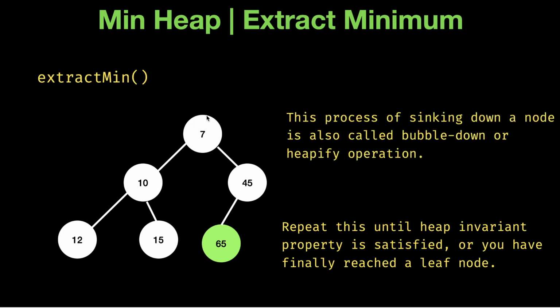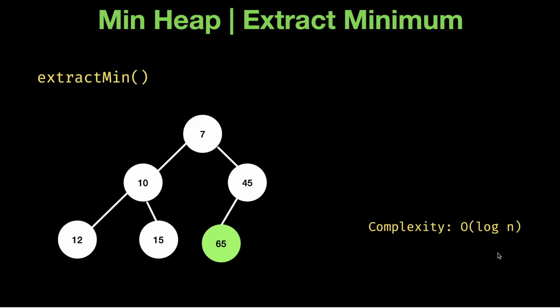This process of sinking down a node, putting it down into the tree, to the bottom of the tree, is known as the bubble down operation, or it is also known as the heapify operation. So you may need to understand these terms just in case someone asks you in the interview, what do you mean by heapify? And the complexity is O of log n, because swapping the root with the last will just be constant time, but after that enforcing the heap invariant property will require log of n time, so the overall complexity will be O of log n.